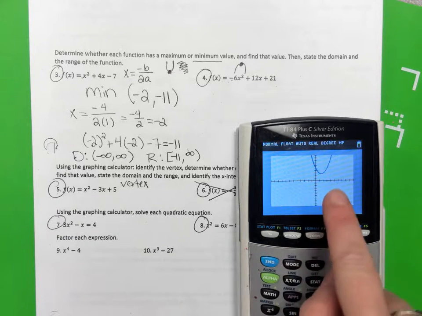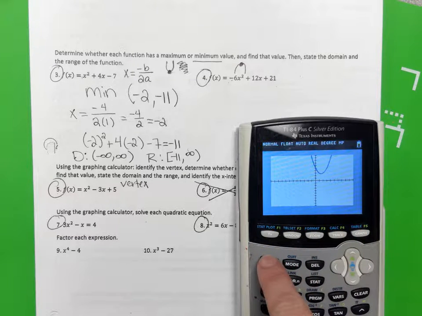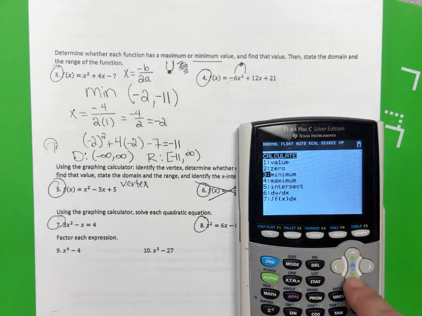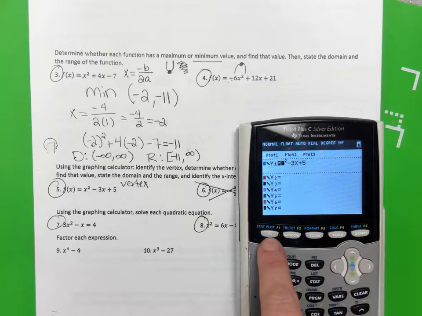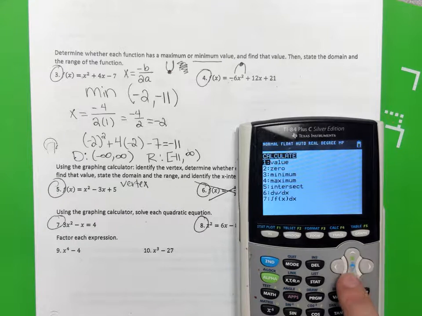It is a minimum, so how do I find it? You do the second trace. Second trace. Then you go to minimum, number 3. Did you go to y equals? Here, let's do it again. Do we click on the left bound and right bound stuff? Yeah, did you get a minimum?